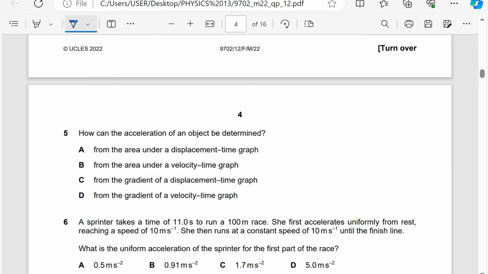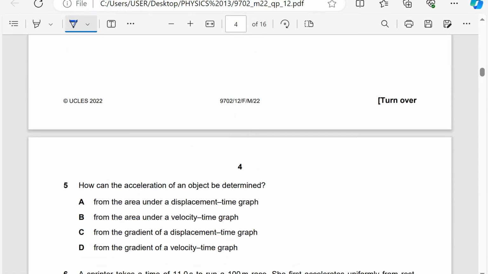How can the acceleration of an object be determined? By definition, we know that acceleration is the rate of change of velocity. And you notice that change in velocity with the time could be the gradient of a graph of velocity against time. So let's check.